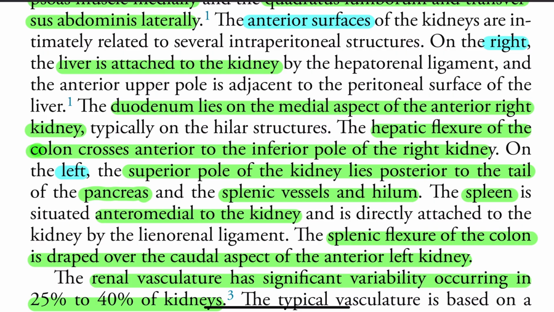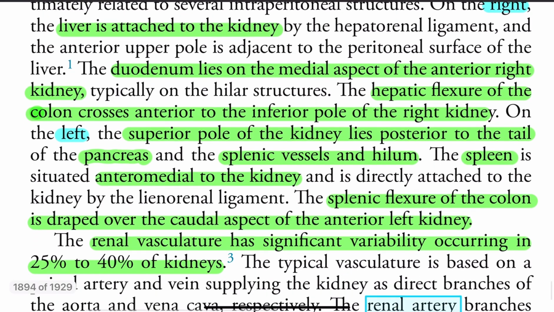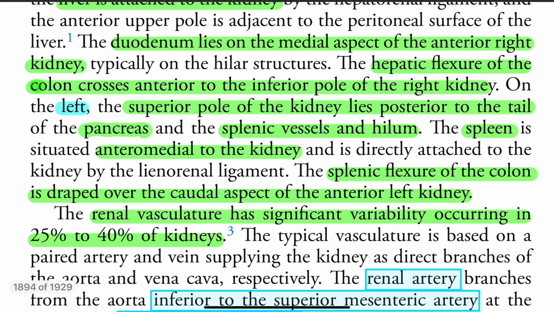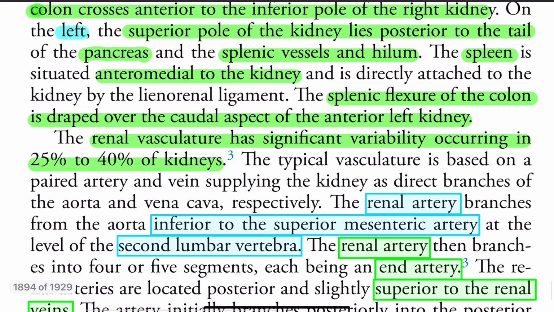Just remember, the kidney is a retroperitoneal organ, so most of the abdominal organs should be anterior. On the left side, the superior pole of the kidney lies posterior to the tail of the pancreas and splenic vessels and hilum. The spleen is situated anteromedially to the kidney. The splenic flexure of the colon is draped over the caudal aspect of the anterior left kidney. The renal vasculature has significant variability, occurring in 25 to 40% of kidneys.